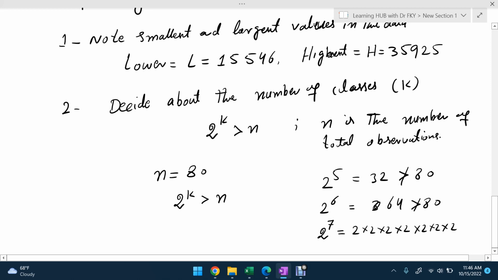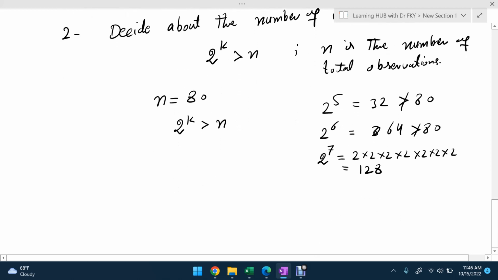So 2, 4, 8, 16, 32, 64, 128. This is equal to 128, and you can see that this is greater than 80. So 2 power 7 is greater than 80, and therefore k equal to 7. We choose k equal to 7 as the number of intervals or classes in this particular example.